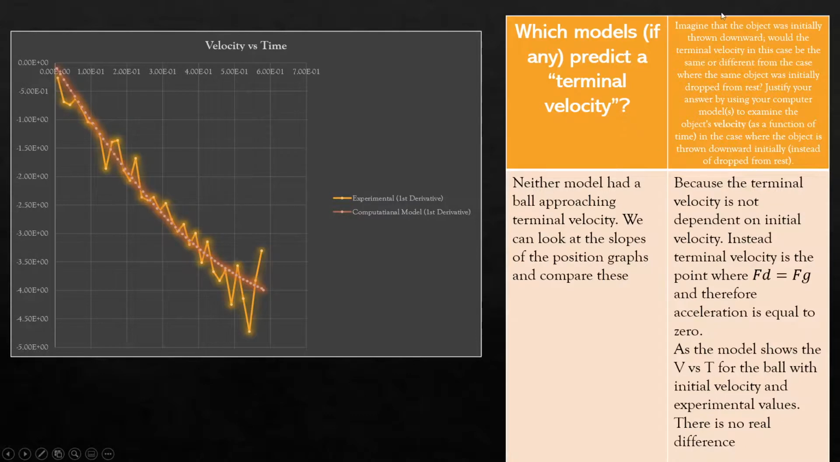So also we have to answer the second question. What happens if the initial velocity was greater than zero? The terminal velocity in this case would be the same. The terminal velocity is not dependent on initial velocity. Instead, terminal velocity is the point where the force of drag is equal to the force of gravity, and therefore our acceleration is equal to zero. As the model shows, the v versus t for the ball with initial velocity and experimental values, there is no real difference.